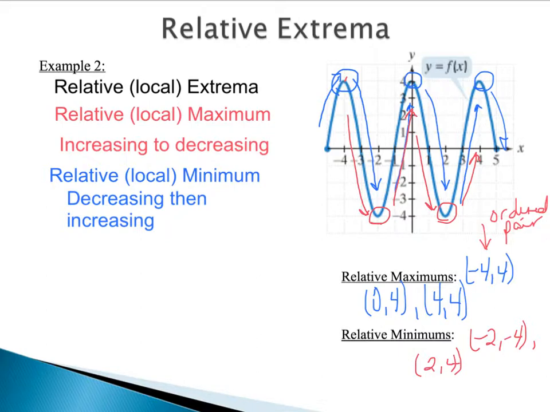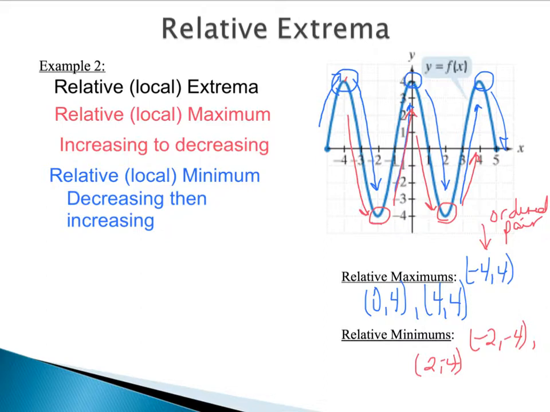Now, when they're asking for a relative minimum, sometimes it'll say find the function value or find the value. That means that it only wants the y coordinate where the function has a relative or local maximum or minimum. So for example, if it asks for the relative maximum value, we would be talking about just the y coordinates for each of your ordered pairs. So it would have a relative maximum value at y equals 4. So 4, 4, and 4. We would have a relative minimum value at -4 and -4.